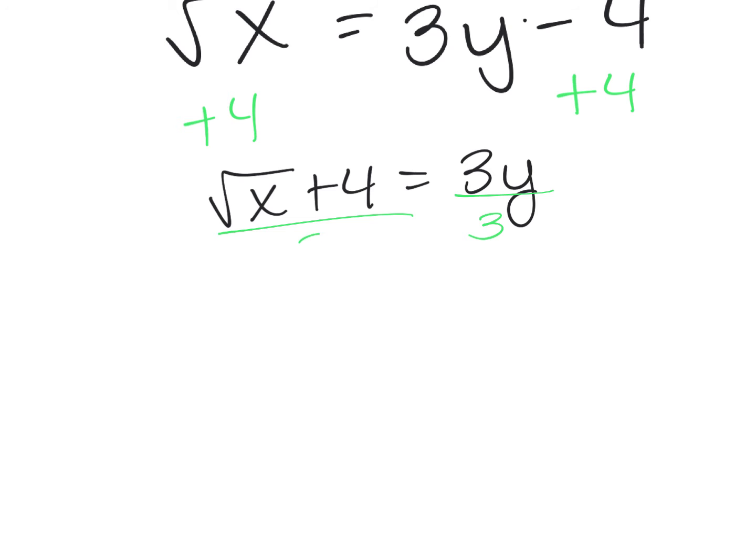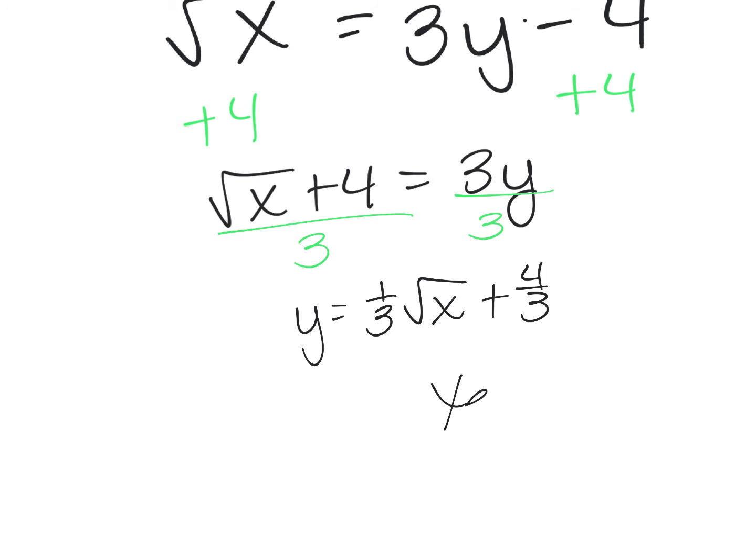Last step, divide both sides by 3. So I would have, you could write that as square root of x plus 4 over 3, or you could say 1/3 square root x, right? That would work, plus 4/3. And I like to go to that form because that's the way we know how to graph it. And is that a function? Yes, it's still just a good old square root graph that everybody loves.